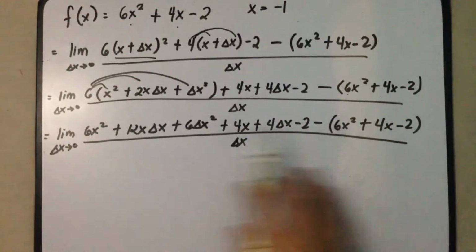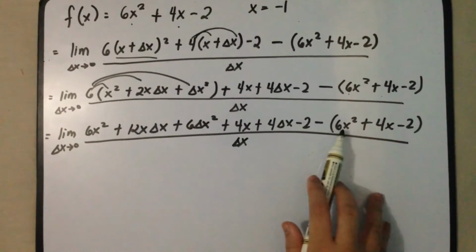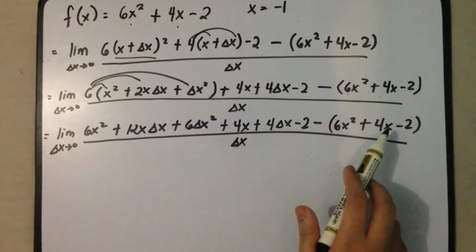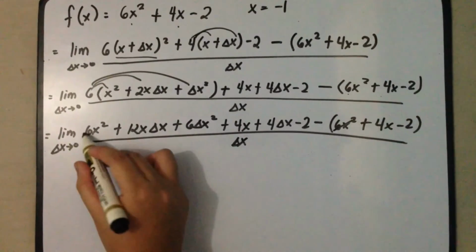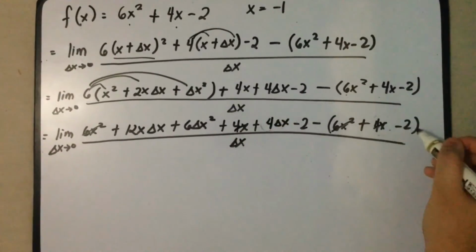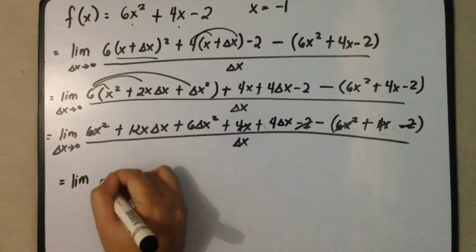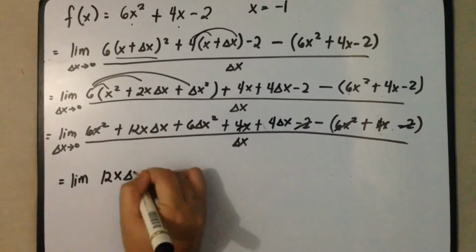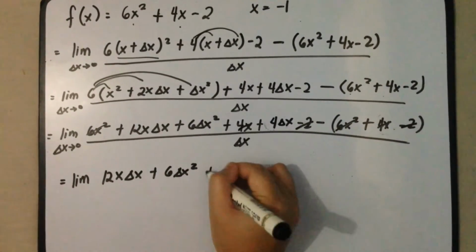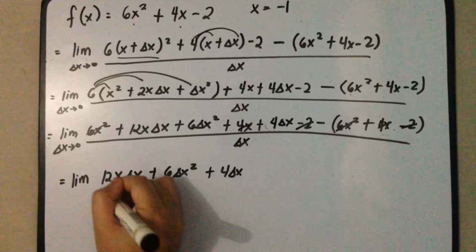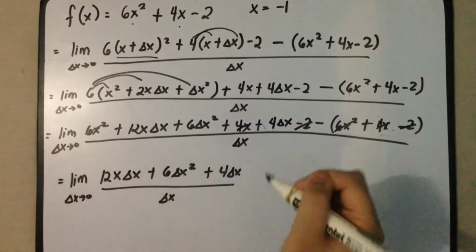Again, we can just cancel 6x squared, 4x, and negative 2 because 6x squared minus 6x squared is 0, 4x minus 4x is 0, and negative 2 minus negative 2 is 0. So cancel 6x squared out, 4x, and negative 2. Now, we're left with the limit of 12x delta x plus 6 delta x squared plus 4 delta x over delta x as delta x approaches 0.